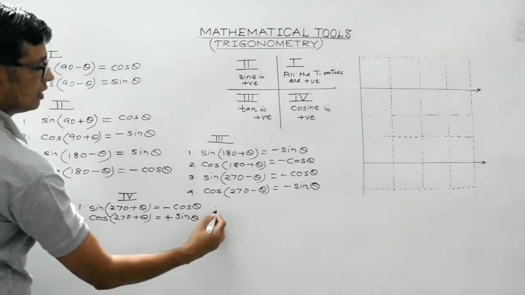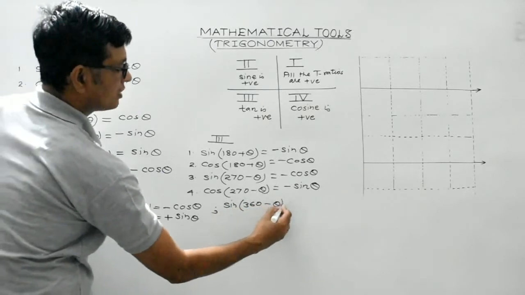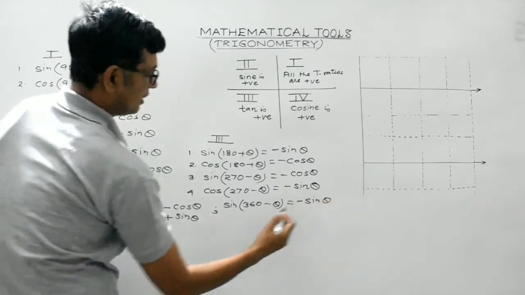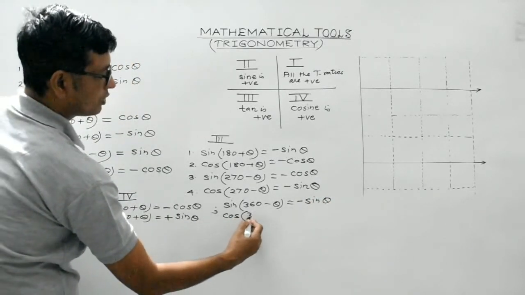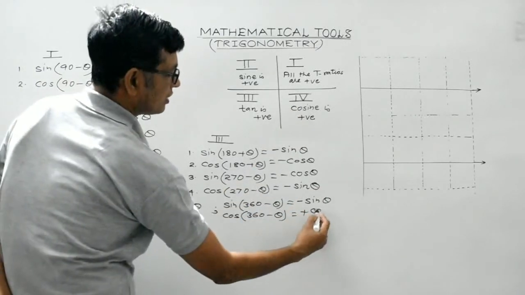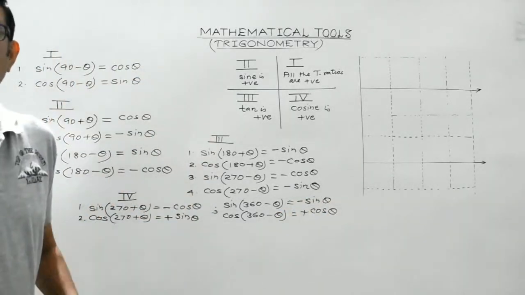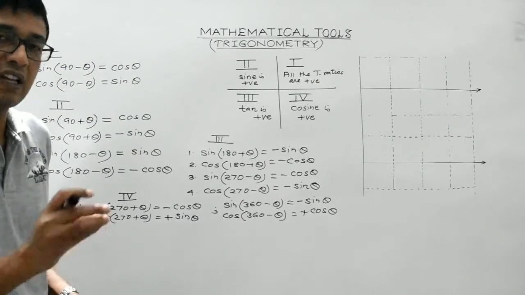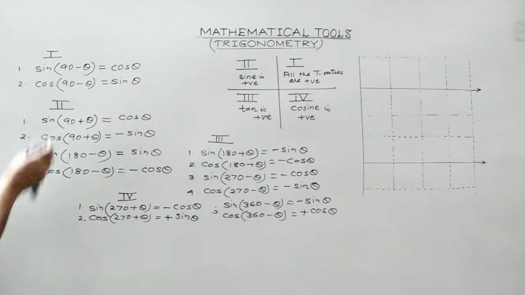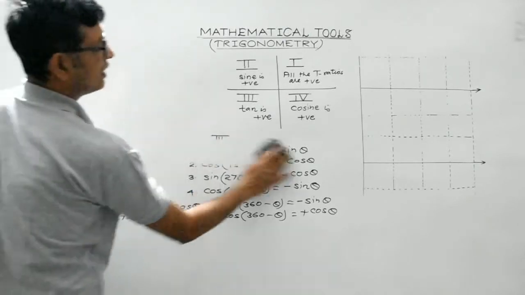The other set of formulas: we can write sine of 360 minus theta. 360 gives the same function, and sine is negative in the fourth quadrant, so it is minus sine theta. And cos of 360 minus theta: cos is positive, and 360 gives the same function. So these are the quadrant formulas for the trigonometric functions sine and cos. Right? So students, now we will discuss the trigonometric values of sine and cos.